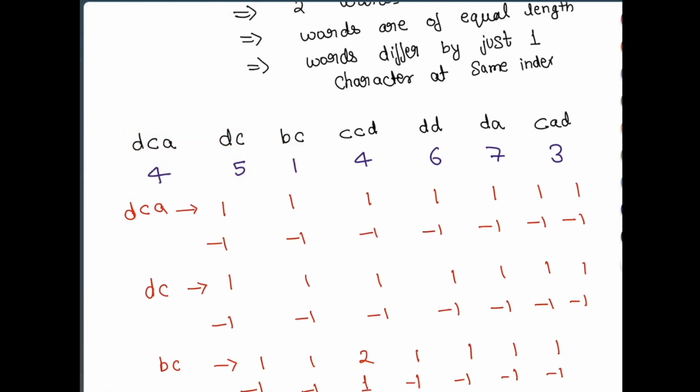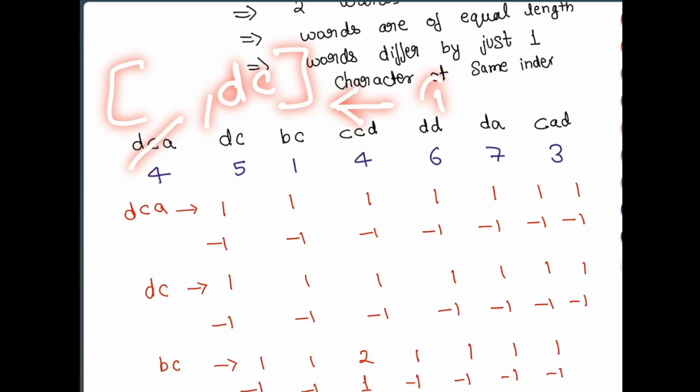So at this point of time, you will say that, okay, if I am forming a string array ending at DC, I cannot select DCA as the answer. So the maximum length I can create is 1. So again, this will be 1 without any parent.